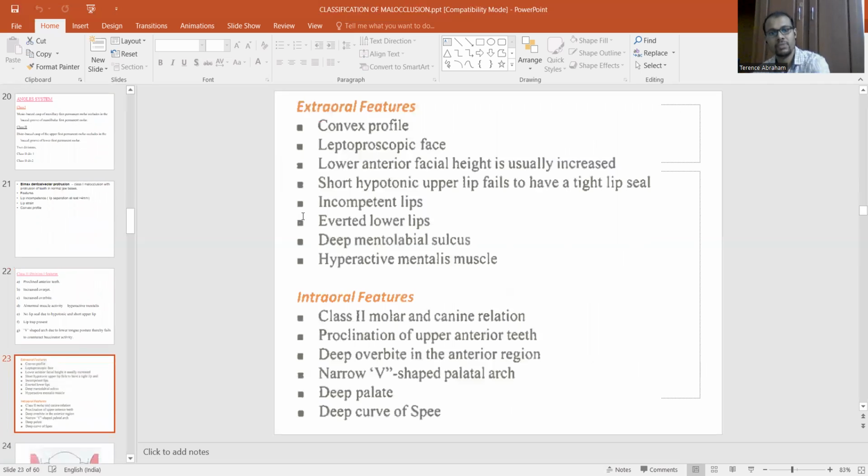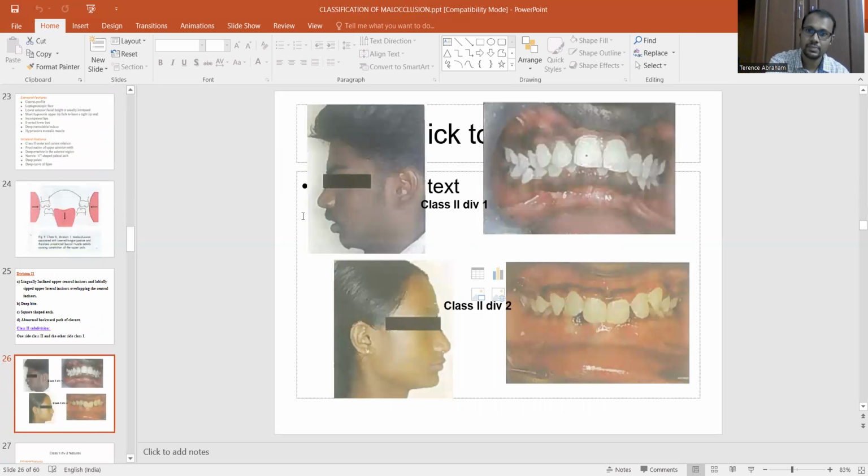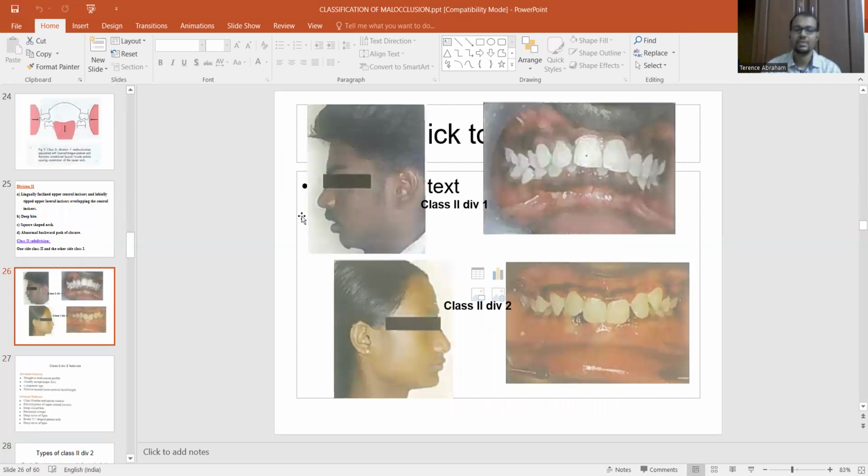So coming to the features of class 2 D1, you can see extraoral features as well as intraoral features. In extraoral features, when you see this first figure, the figure of that boy, this is a typical class 2 D1 case. Extraorally, you can see he has a convex profile, deep mentolabial sulcus, incompetent lips.